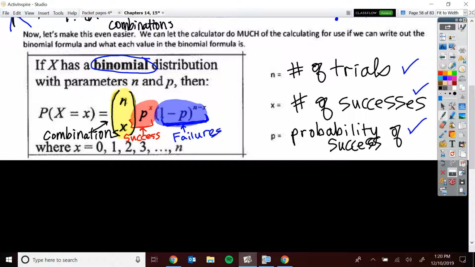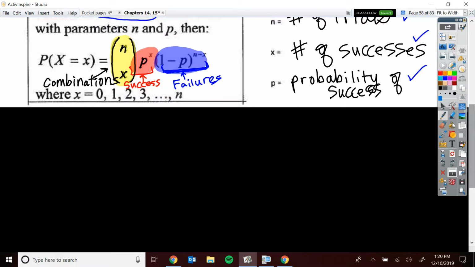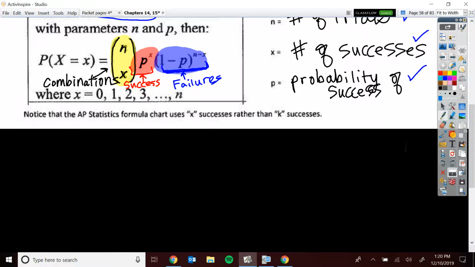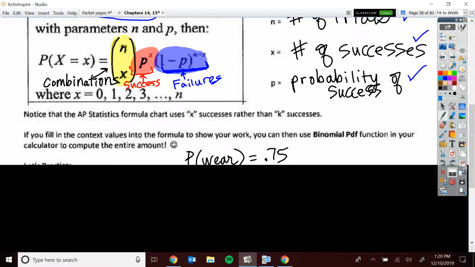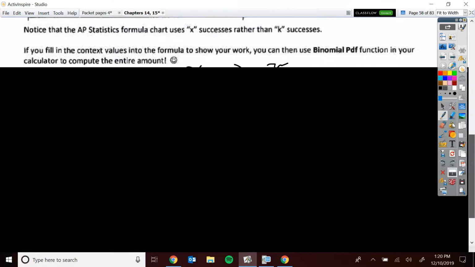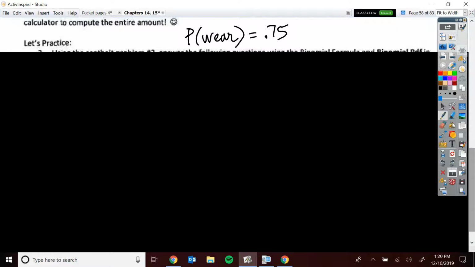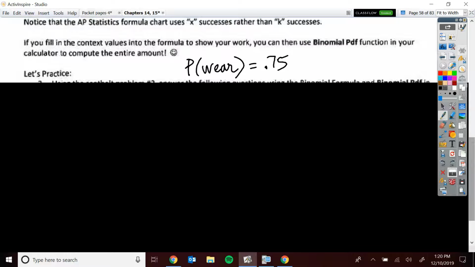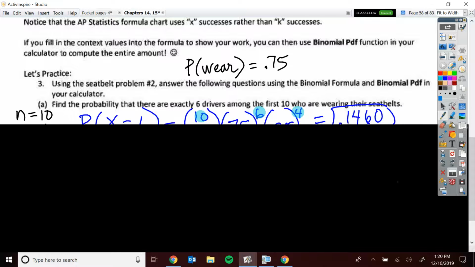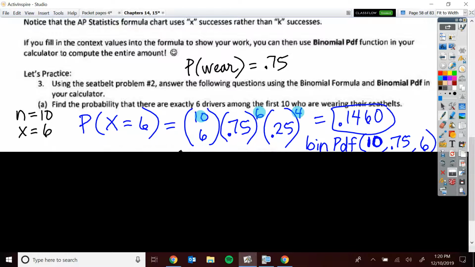So all we will have to do when we do a problem is write out that formula, and then I'm going to teach you the click, click, click easy buttons in the calculator to get the whole answer. You won't even have to compute combinations anymore. You didn't think it got any better, but there it is. So let's do this. Let's say we have the same thing as above, where 75% of drivers wear their seatbelt.